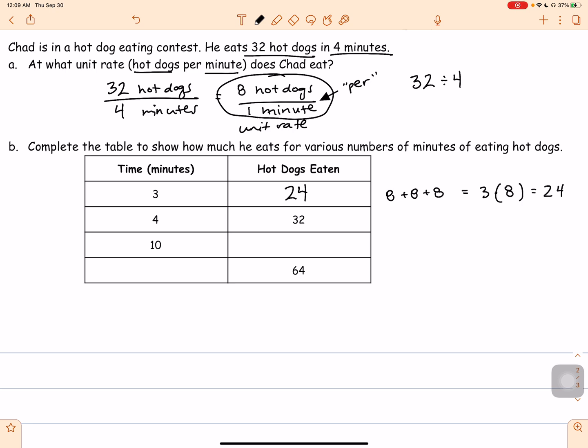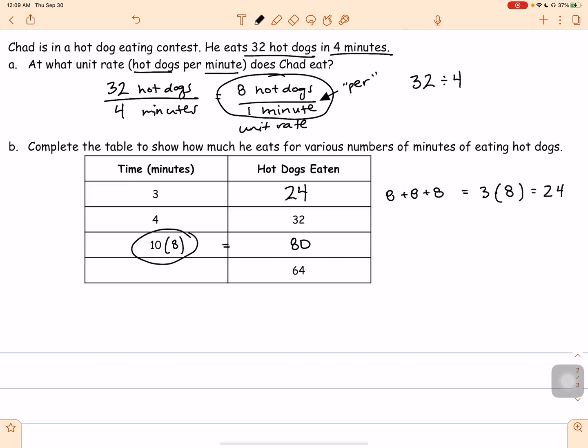And then for 10 minutes, eating 8 hot dogs per minute, you can just multiply 10 times 8, and that equals 80 hot dogs. Now this one's a little bit tricky. It tells you how many hot dogs he ate, and you have to determine how many minutes it took him to eat that many hot dogs. So this one you want to work backwards.